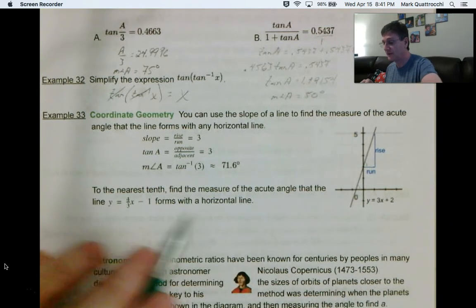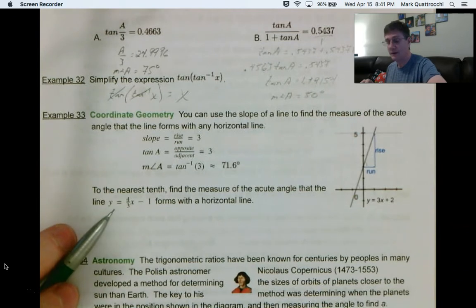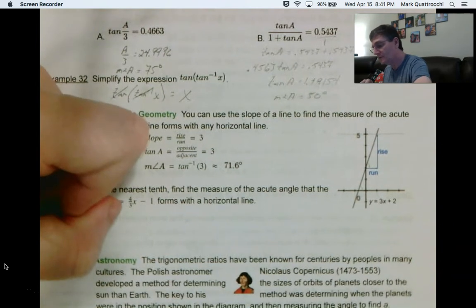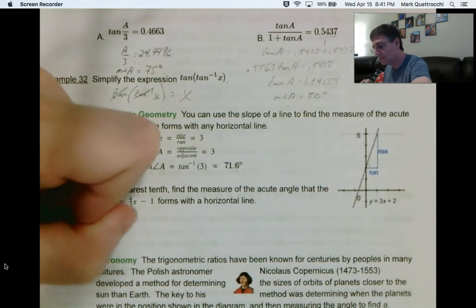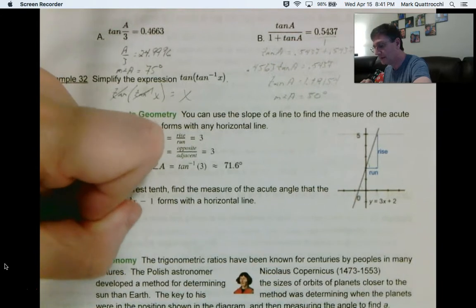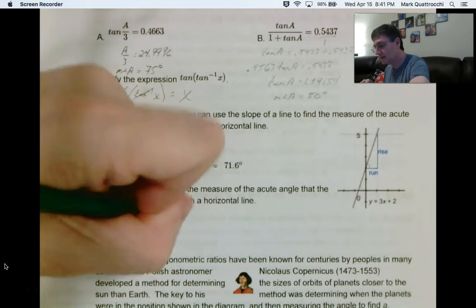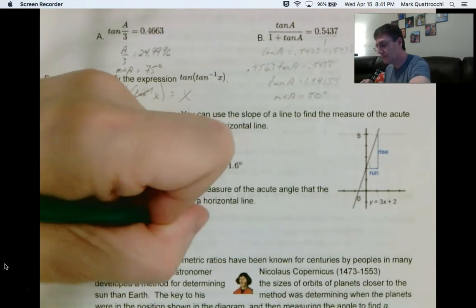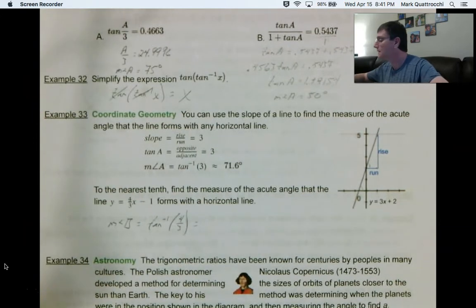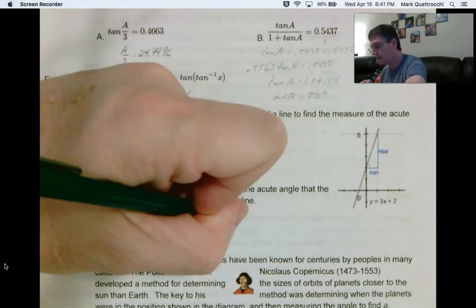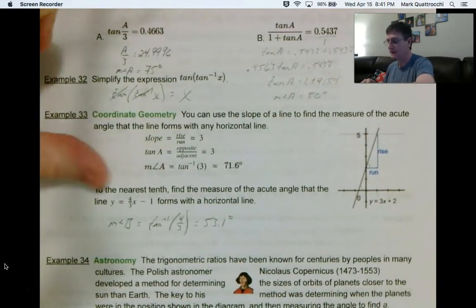To the nearest tenth, find the measure of the acute angle that the line y equals 4/3 x minus 1 forms with the horizontal. We'll call it measure of angle B this time, equals inverse tangent of 4/3. And we're going to round this to the nearest tenth. 4 divided by 3, inverse tangent of that, 53.1 degrees. That's example 33.